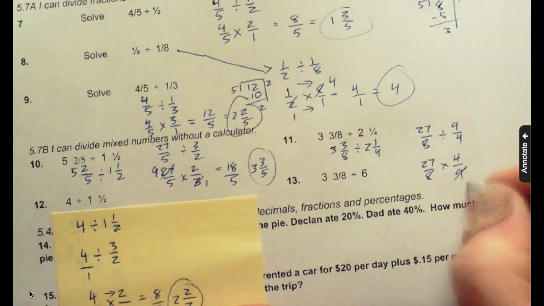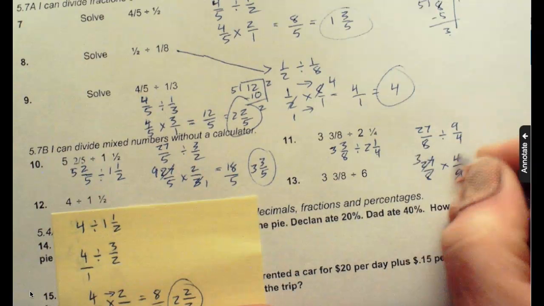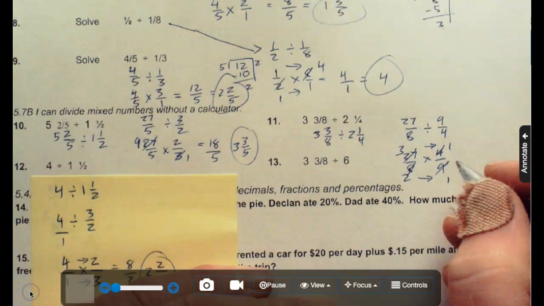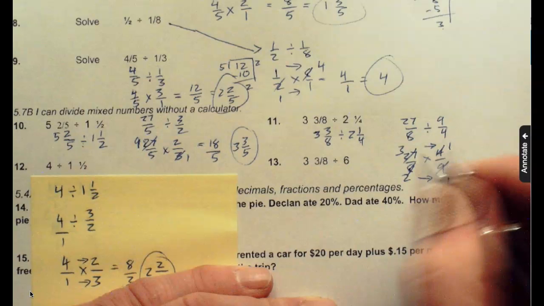Divide by 9, divide by 4. Good morning. This is Stacy. Sorry about that. I paused it so you didn't have to listen to the announcement.